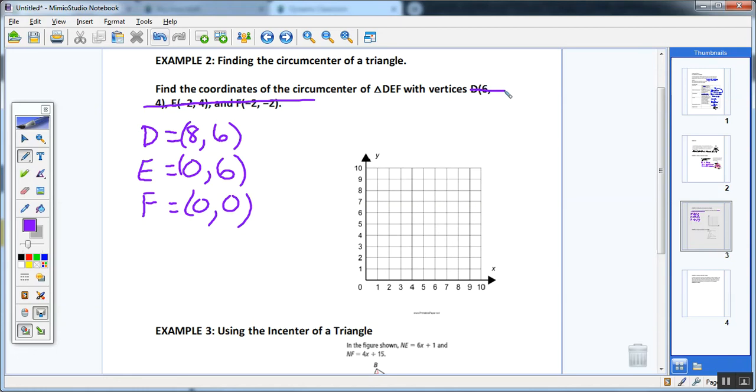What are we trying to find? Find the coordinates of the circumcenter. In other words, find that one point such that if I took off from that one point in the triangle and ran to a corner of the triangle, those distances on a straight line would be the same. Help me plot these. What's my first one, kids? 8, 6. What's the next one? 0, 6. What's the next one? 0, 0. All right, draw your triangle in there. I'll do my best to draw it as well.